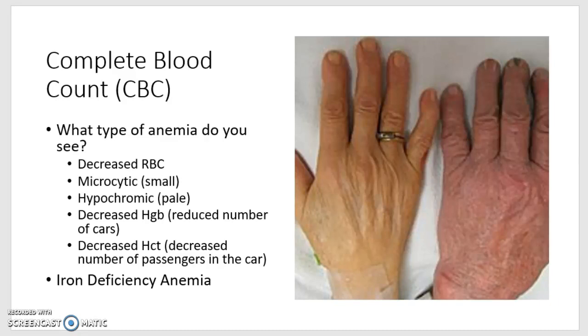So I know that she has low red blood cells, she's got microcytic hypochromic cells floating in her body, and she also has a decreased number of cars, so we're not getting a lot of oxygen delivery, which may account for some of the lower blood pressure and the higher respiration rate. And then she really has a poor number of passengers in her car.